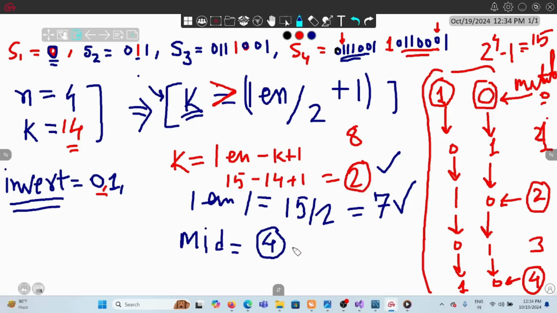So basically we have to go to the left side. And k will not change this time because anyway it is lesser. Right? So we have to check in the left half of it again. Correct? And we don't have to do anything in the invert because we are not going to the right side.